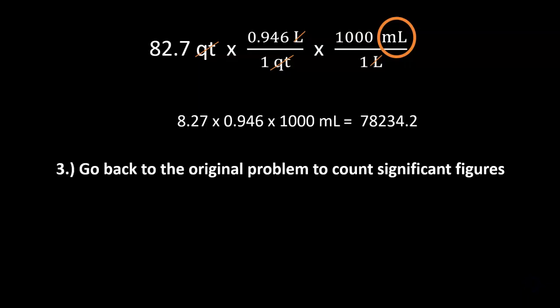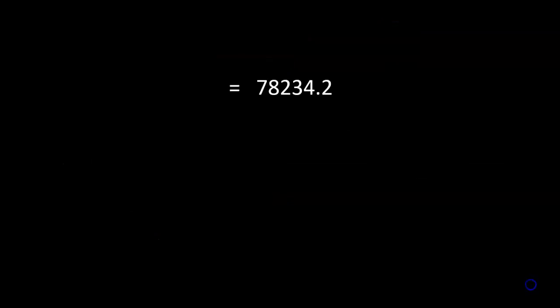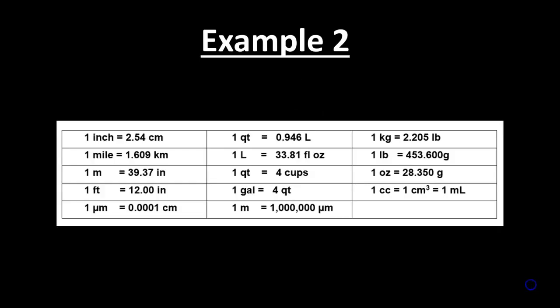Now, we have to go back to our original problem and count how many significant figures we actually have. Remember, we were converting the 8.27 times 10 to the 1 quarts into milliliters. How many significant figures do we have in the original problem? Well, 3. And so if we take our number that we found in our calculator, 78234.2, and move it into 3 significant figures, our final answer is going to be 78200 milliliters.